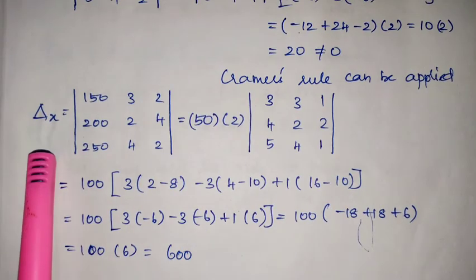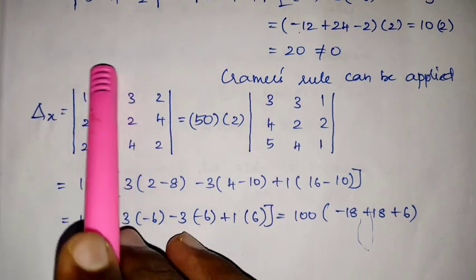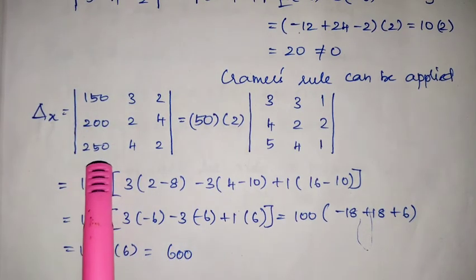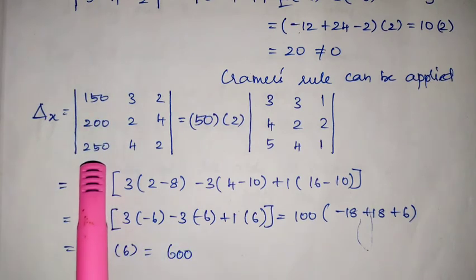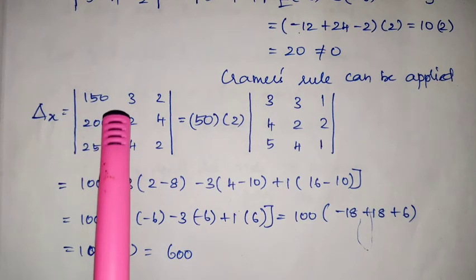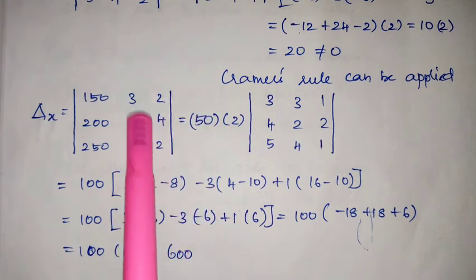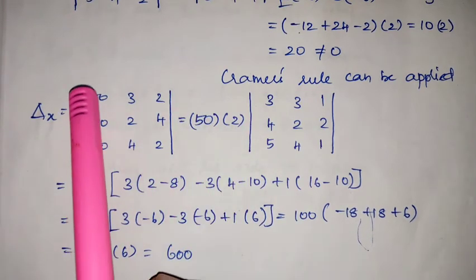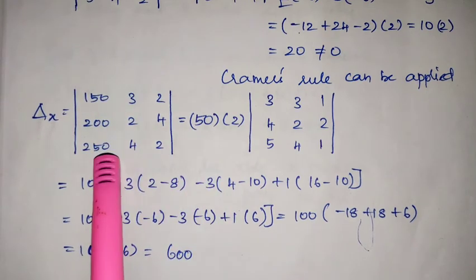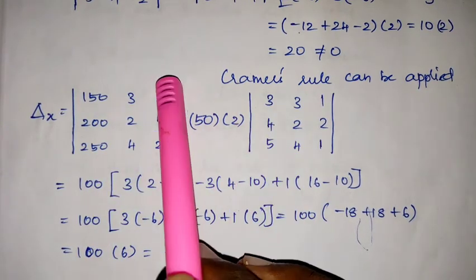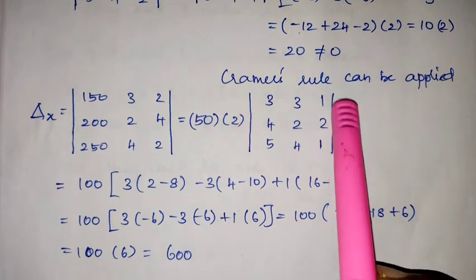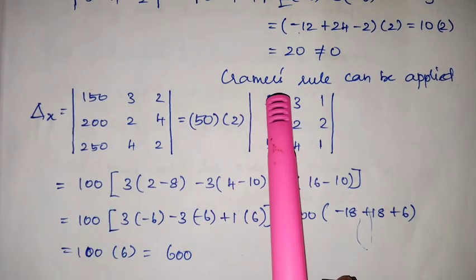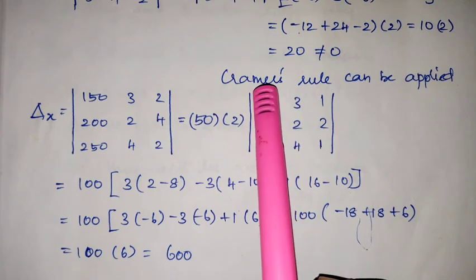Now to find the value of del x, replace the coefficient of x by the constants, which are 150, 200 and 250. So here the first column is a multiple of what? 50. So I can take the 50 outside. Second column we cannot take anything. Third column is a multiple of 2. I have taken 2. So first column divided by 50 means 3, 4, 5. And third column divided by 2 means 1, 2, 1. Now you can expand it. 50 into 2 is 100. First column, leave the first row and first column.